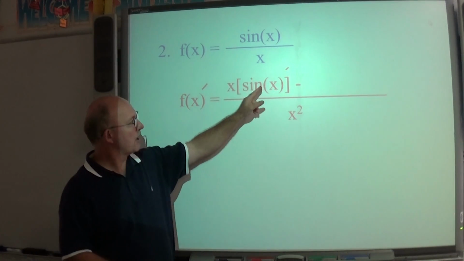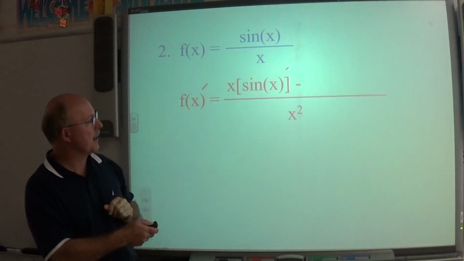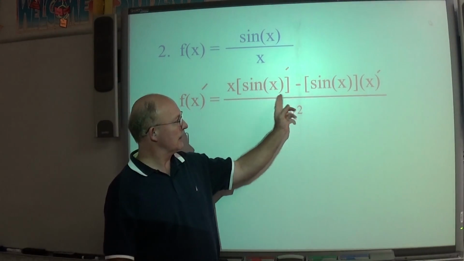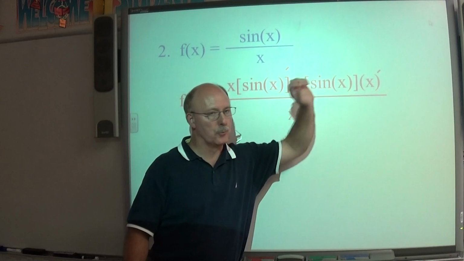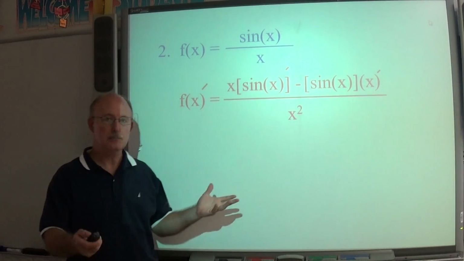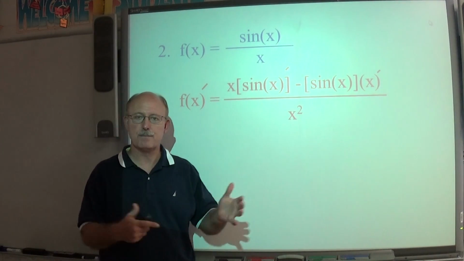So the bottom times the derivative of the top minus the top times the derivative of the bottom. All right, so the rest of the expression will be sine x times the derivative of x. Now, let's see what we get. Now you've got to simplify these two.